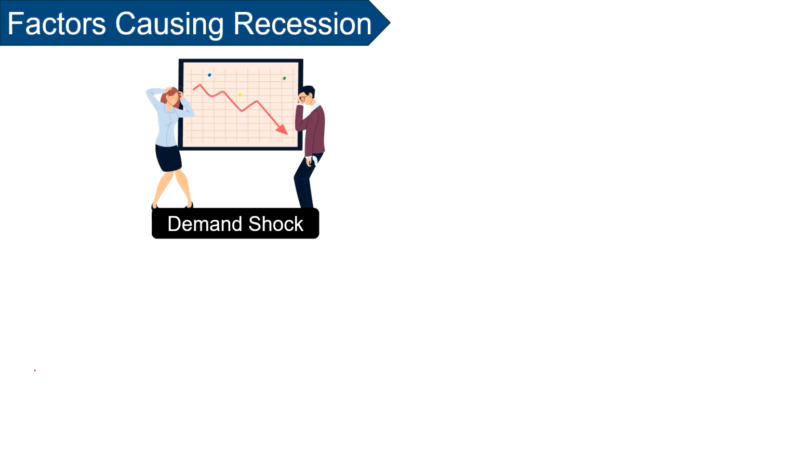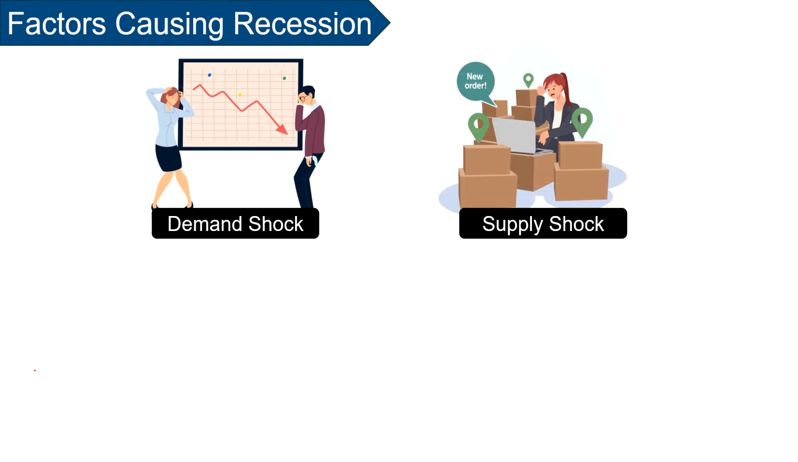Moving on to the factors causing recession. The first one is demand shock. A sudden and severe drop in the consumer and business spending, often triggered by financial crisis, a stock market crash, or other economic shocks, is called demand shock. Next is supply shock. Disruptions to the supply chain, such as natural disaster, war, or major trade disruptions, can lead to recession by causing significant decrease in the production and an increase in prices.